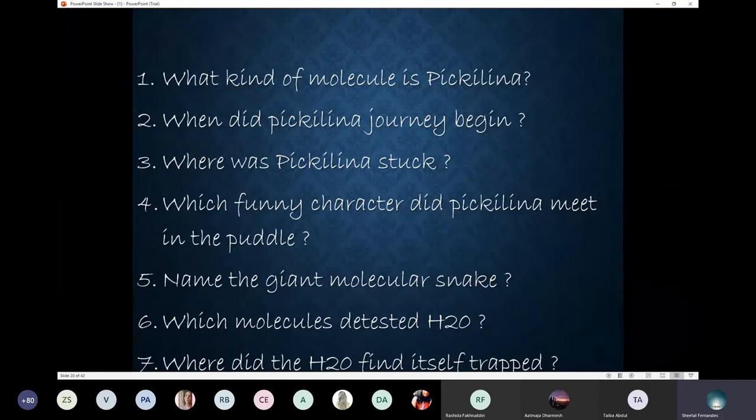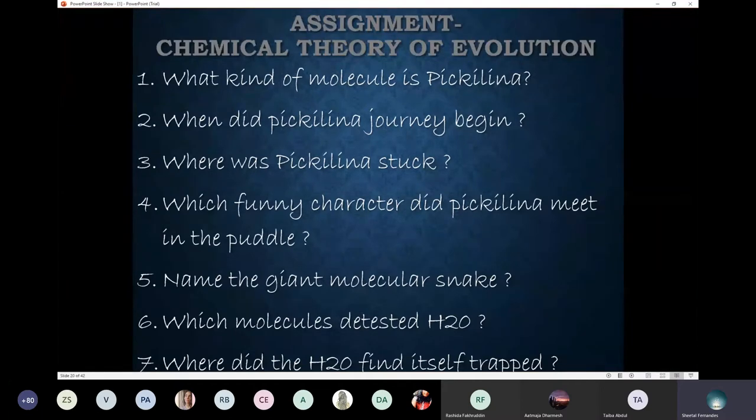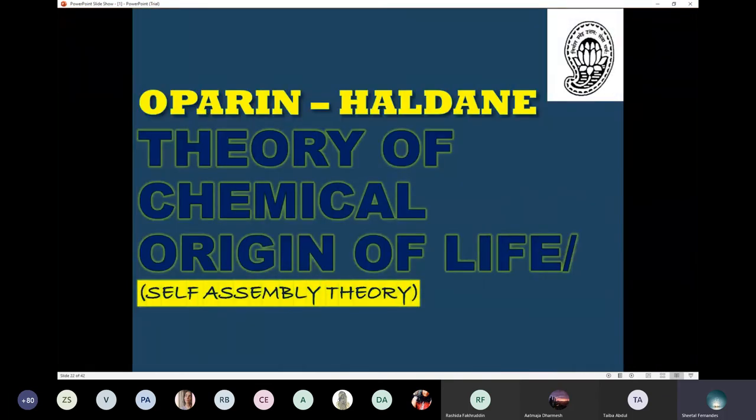If you remember the video that you saw just now, this Piccolina molecule, which is a water molecule, had got itself stuck in round circular molecules of hydrophobes. Correct? Now, depending on these questions and the video that we have seen is our concept for today. This was just a set induction for you to get interested in our topic for today, which is the Oparin-Haldane theory of chemical origin of life.